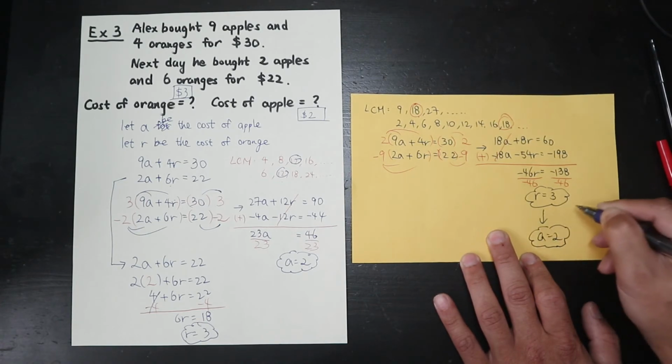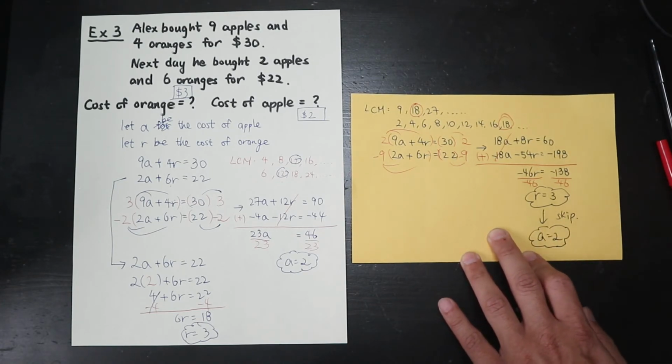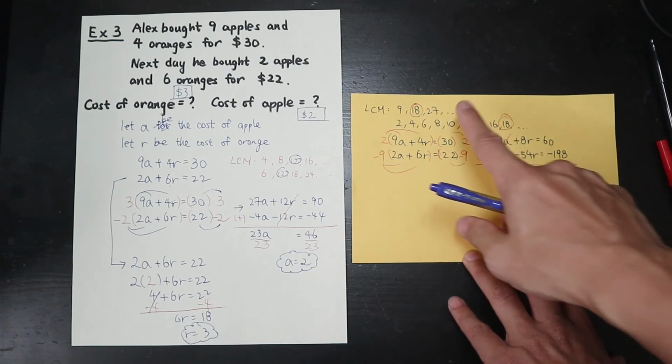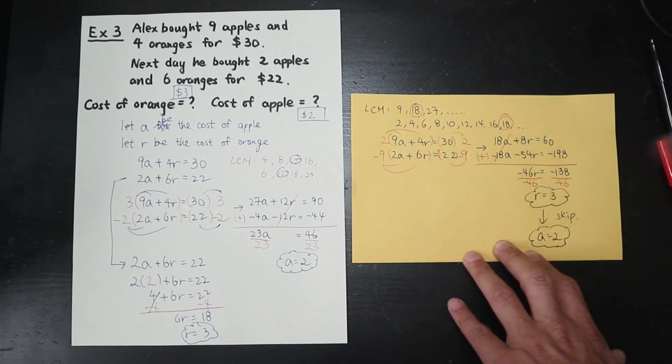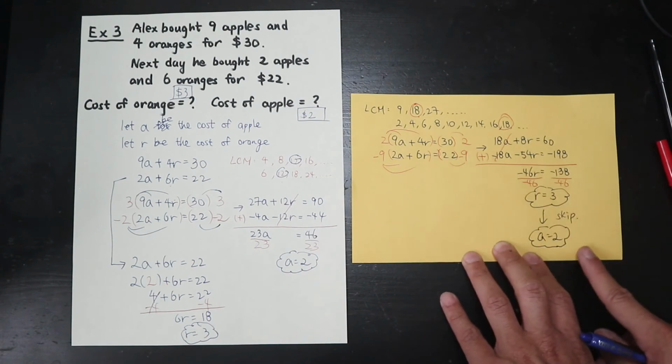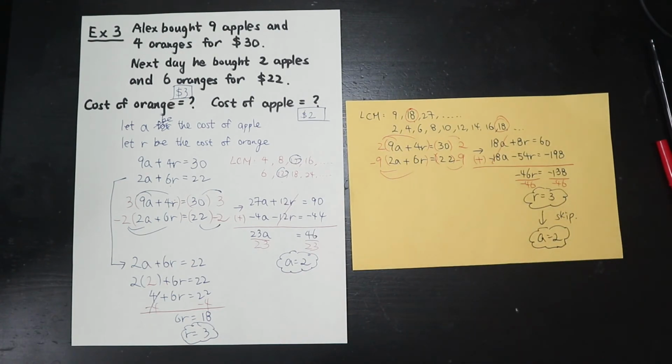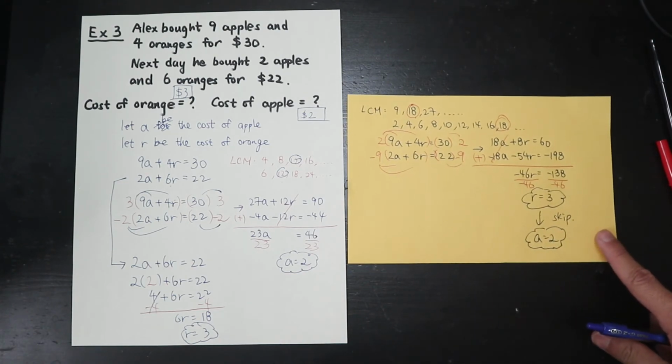So here, I'm kind of skipping some steps, because when you substitute r equals 3 back into one of these two equations, the process will be the same, and therefore I'm skipping that step right there. There are many ways for you to find the LCM. You can find the LCM for the first letter, or you can find the LCM of the second letter. They both will get you the correct answer. And this is how you do systems of equations with elimination.